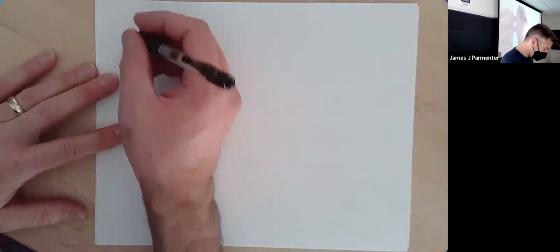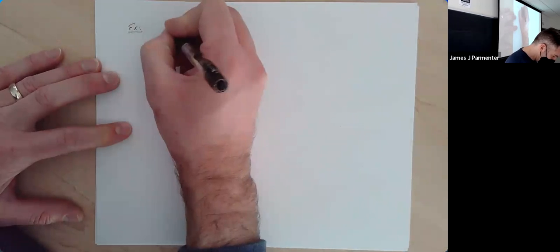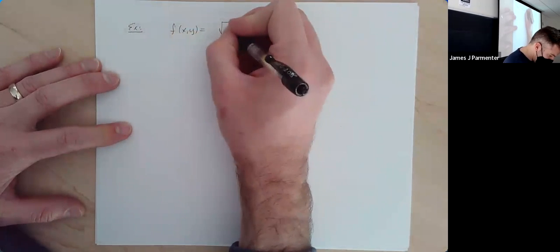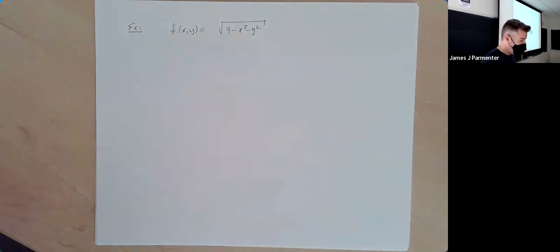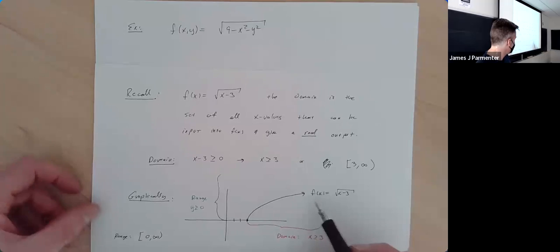So let's now look at a function of two variables. Let's say we've got this example. f of x comma y is the square root of 9 minus x squared minus y squared. A couple things to point out. I'm going to go back to the previous page for just a second. Here the function was f of x equals the square root of x minus 3.